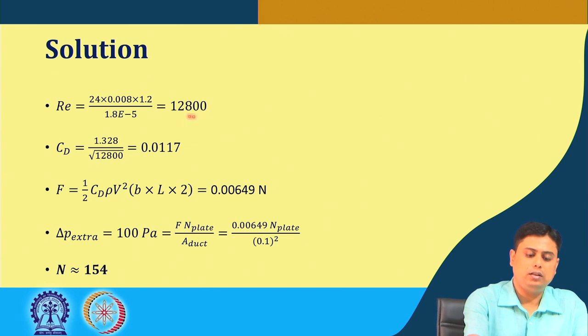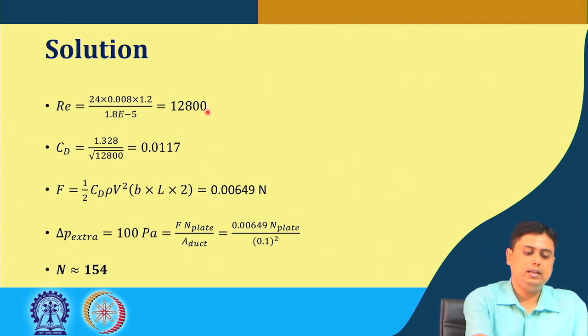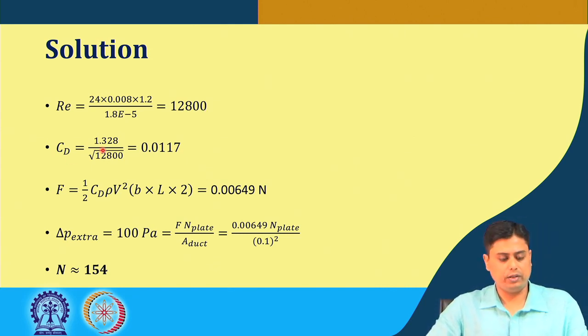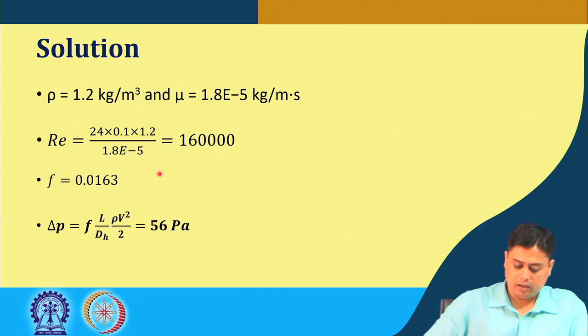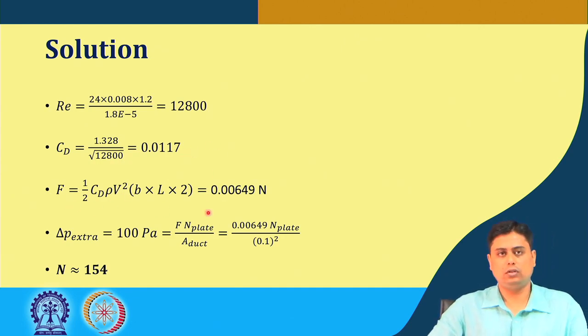is this value, which is laminar in this case for this flat plate. And then there is a correlation for such kind of flow, that CD is nearly 1.3 or 1.4 divided by the square root of the Reynolds number. Okay. So by doing that, we find out the value of CD, because this CD is required to calculate the drag force on a single plate.